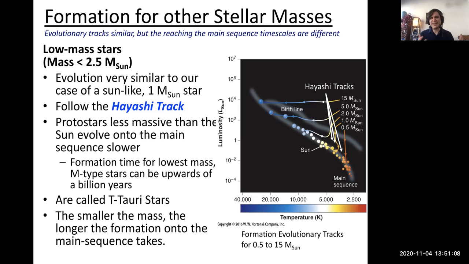So in summary, one of the big takeaways I want you to have from this is that the evolutionary tracks differ based on mass. And one of the biggest differences is that the higher the mass, the faster they form, and the lower the mass, the slower they form. To the point where this 15 solar mass star forms very, very quickly, while this 0.5 solar mass star takes a very long time to form.